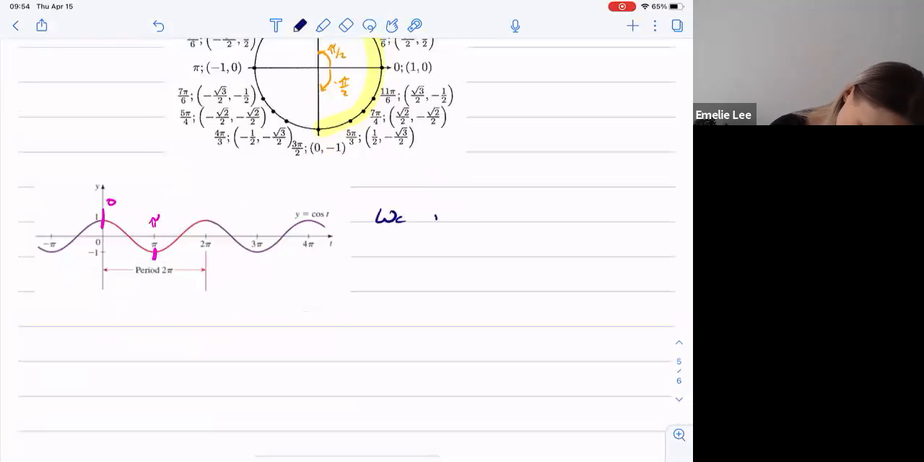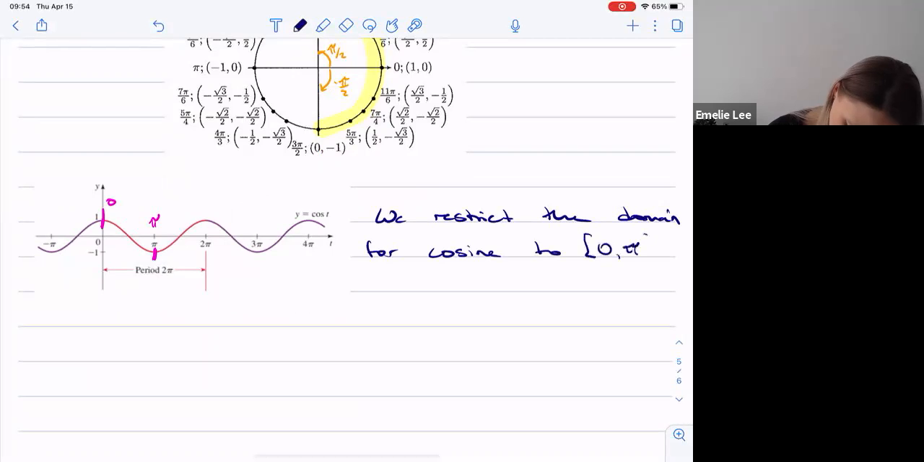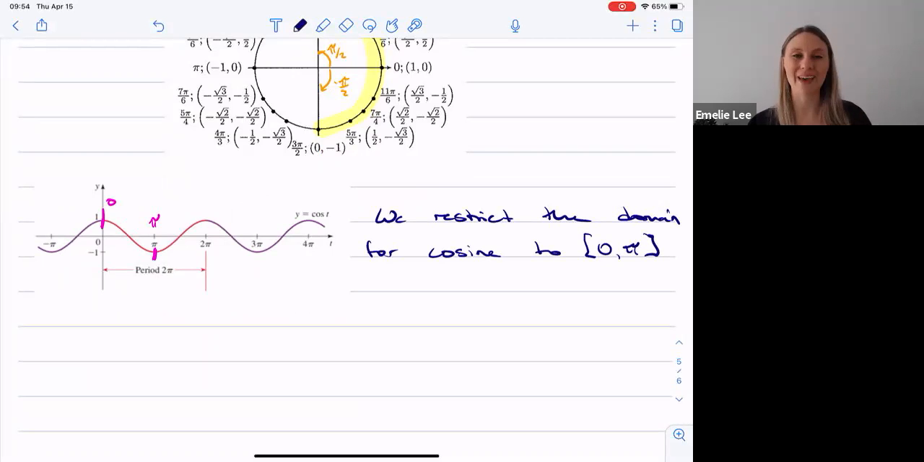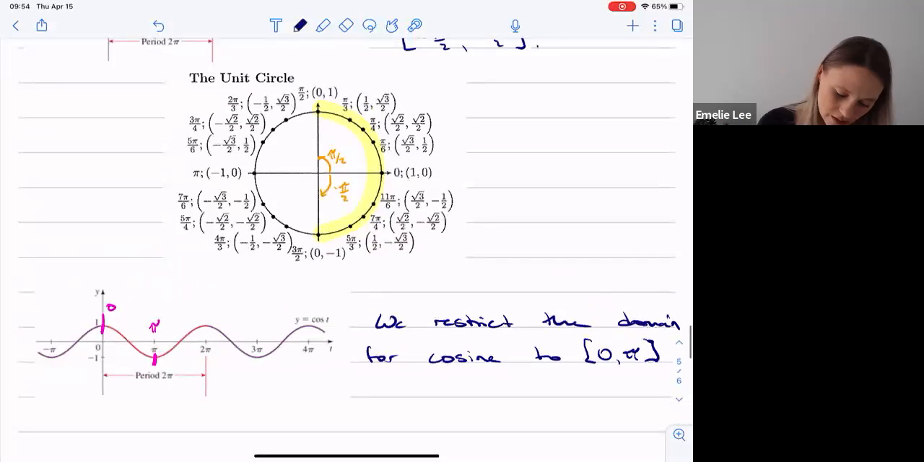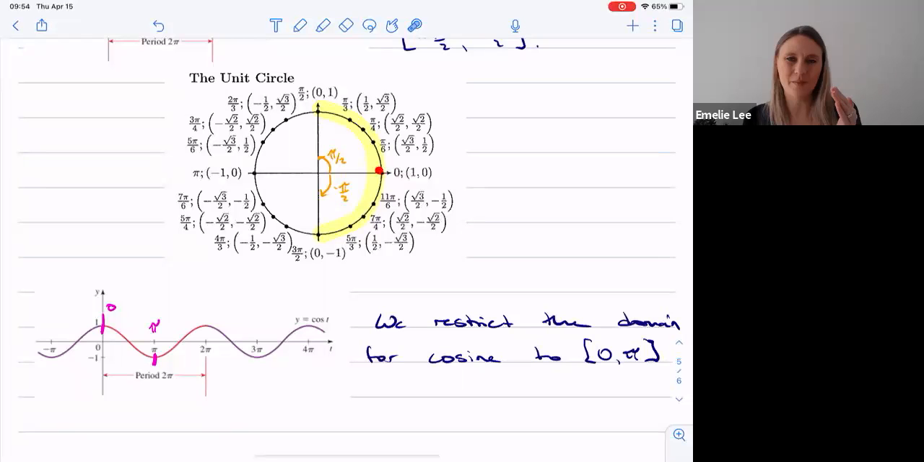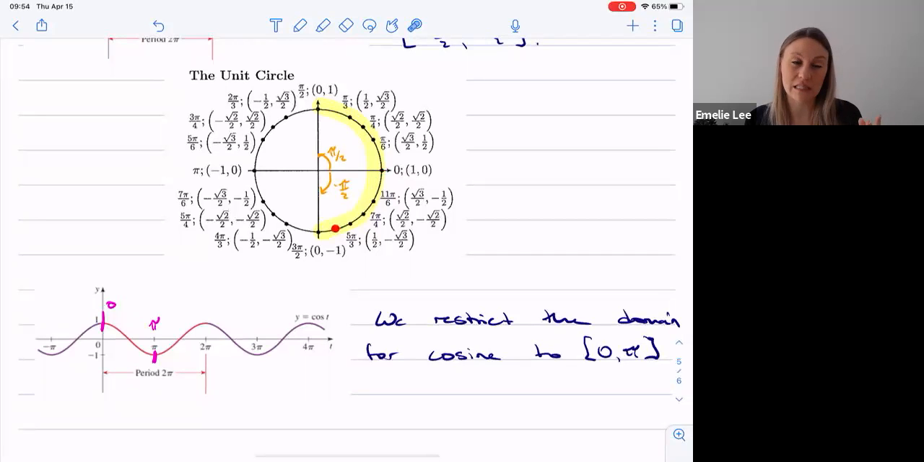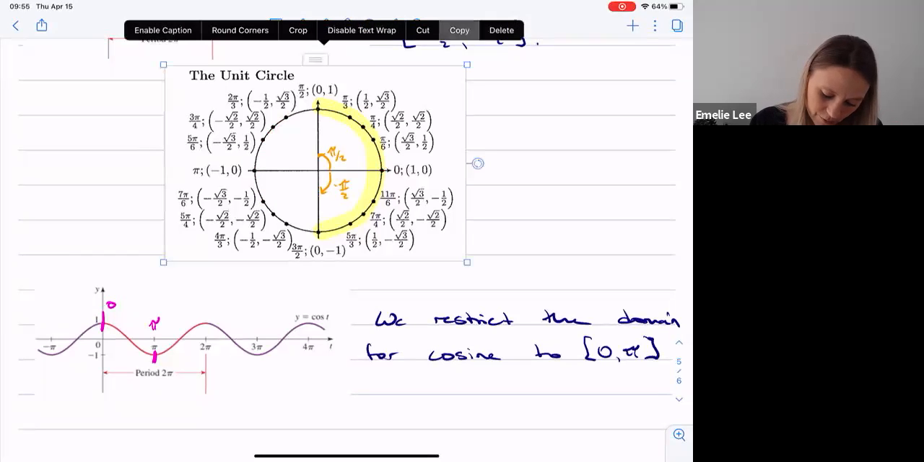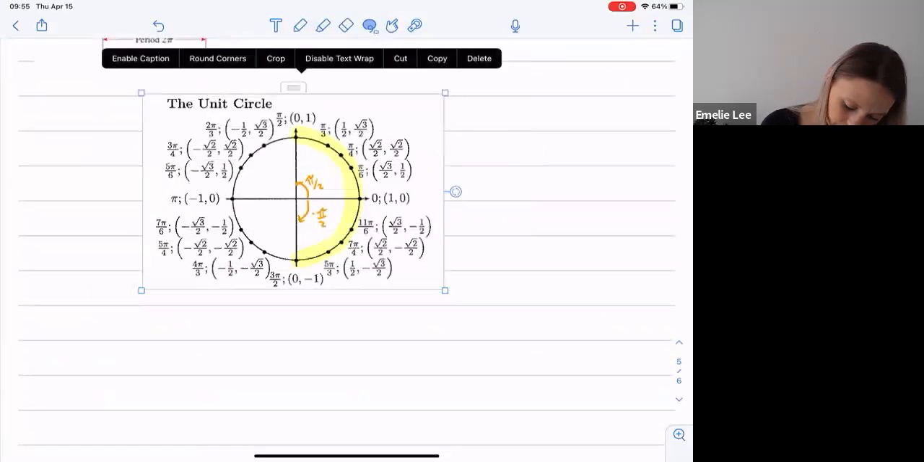So we restrict the domain for cosine to 0 to pi. Okay. And on that little blip, it's 1 to 1. On the unit circle, 0 to pi is from 0 radians to pi, which is this top half circle, right? And so the output values, or the angles that we can have in cosine or inverse cosine, is going to be different from the angles that we can have in sine, okay? So we're going to be restricted to the top half of the circle for cosine.